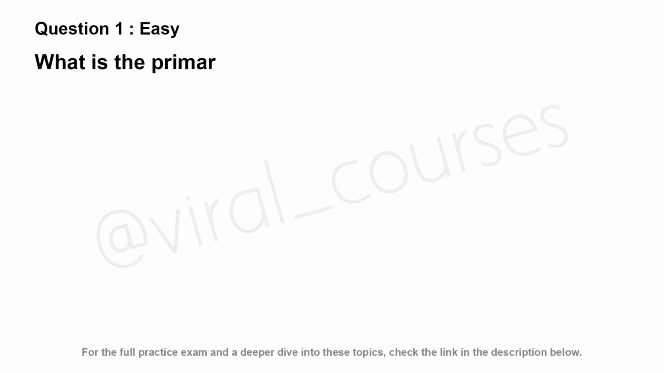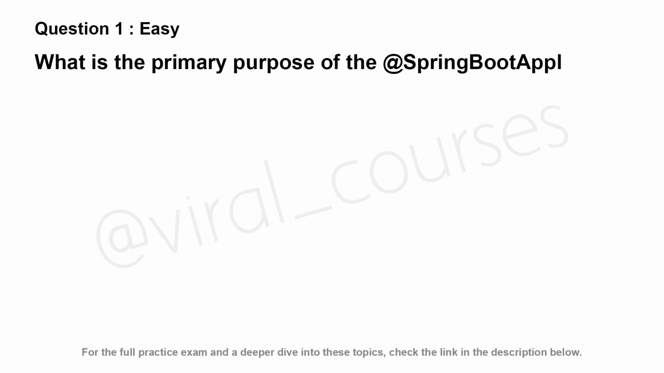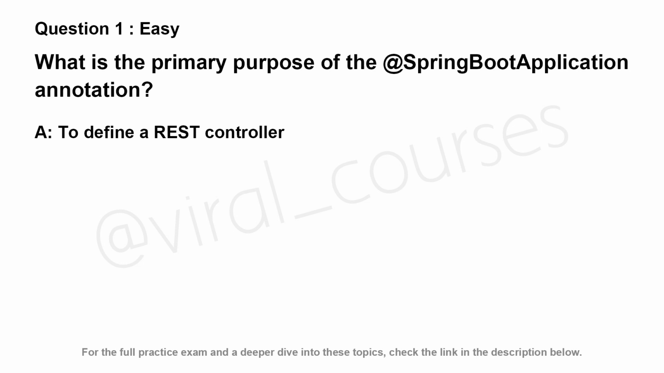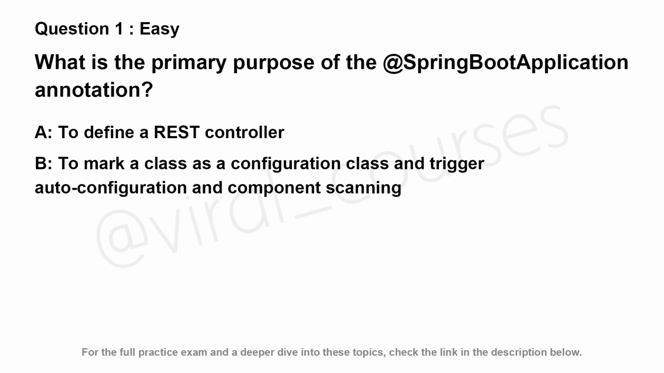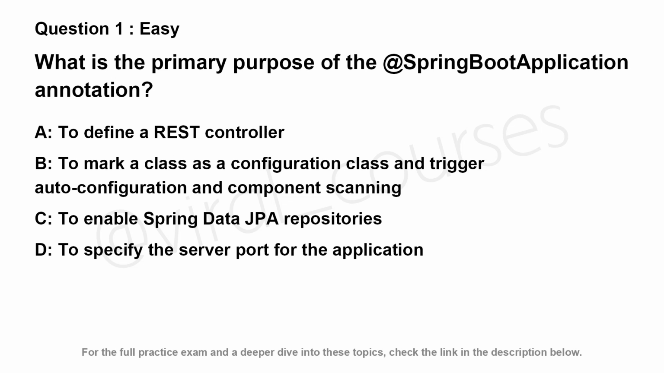What is the primary purpose of the Spring Boot application annotation? Option A. To define a REST controller. Option B. To mark a class as a configuration class and trigger auto configuration and component scanning. Option C. To enable Spring Data JPA repositories. Option D. To specify the server port for the application.